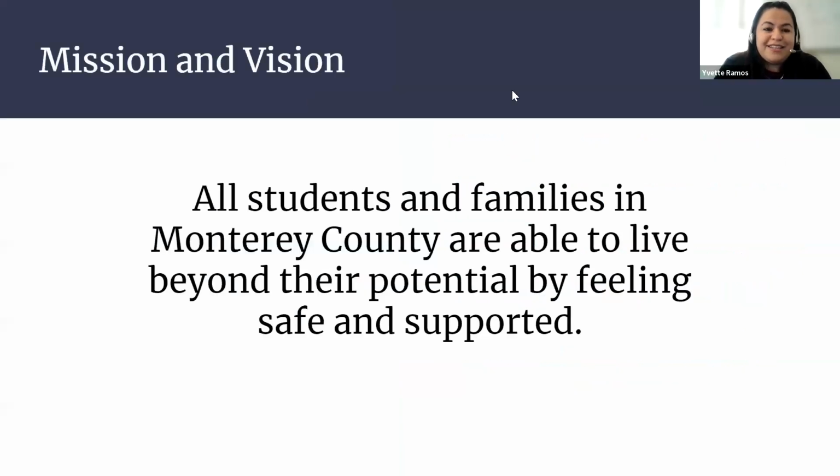So this vision and mission that we have, it's still in the works. When we attended the National Community Schools Conference, we were able to work together and get the grounding of how we wanted to help through community schools. So all students and families in Monterey County are able to live beyond their potential by feeling safe and supported, so that we're giving that sense of belonging as well.